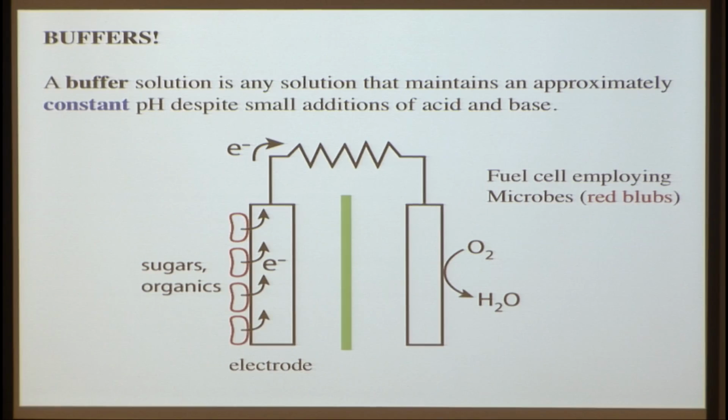Buffers. So a buffer is a solution that maintains approximately a constant pH. There'll be a little range of pH that can change, but the buffer tries to keep the pH constant. You use a buffer to keep pH constant.